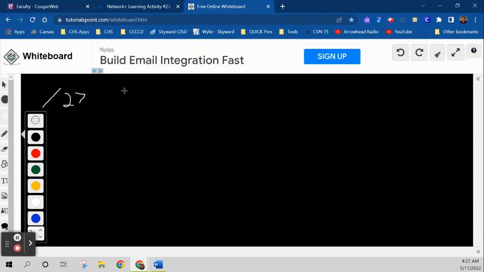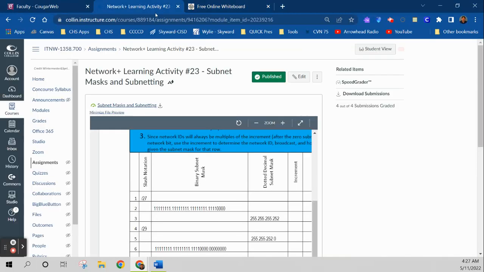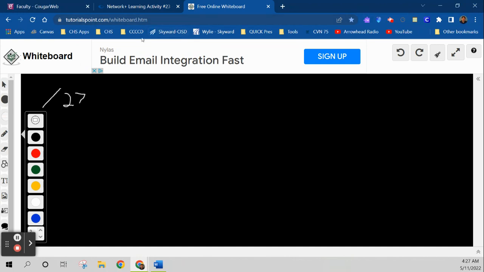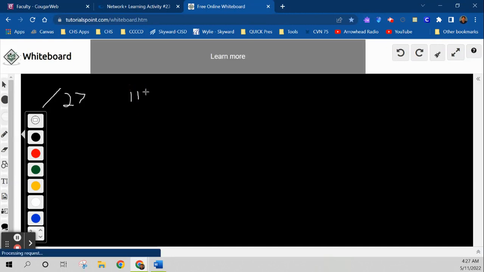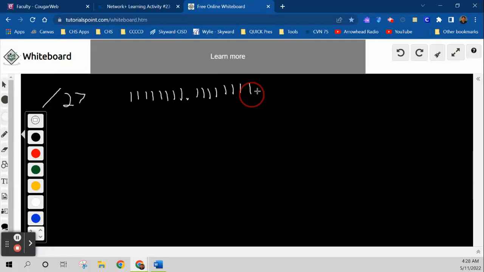So the number is 27. What that ultimately means is that I'm taking the subnet mask, which is 1, 2, 3, 4, 5, 6, 7, 8, and then putting a dot, 1, 2, 3, 4, 5, 6, 7, 8, which is another octet. Then 1, 2, 3, 4, 5, 6, 7, 8, which is the next octet.